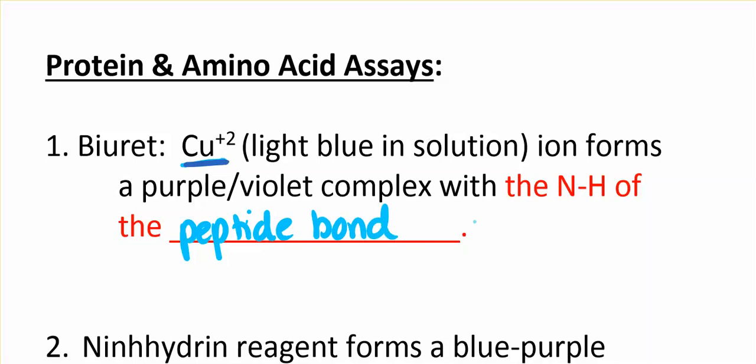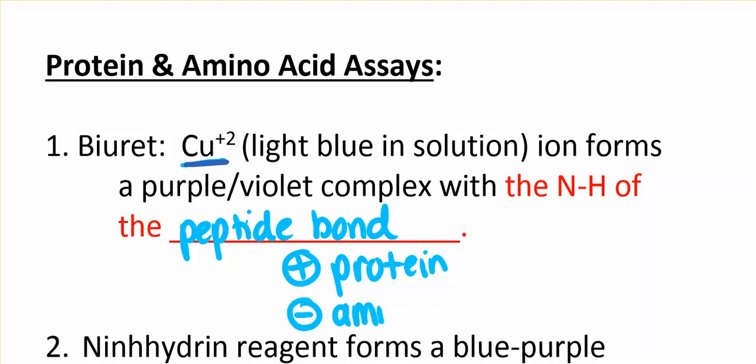So you need a peptide bond in order for this to react. In other words, a protein should test positive because a protein has peptide bonds between all of the amino acids, but an amino acid will test negative because amino acids don't have peptide bonds. Peptide bonds are the bonds between amino acids on a protein chain. So an amino acid by itself should test negative.